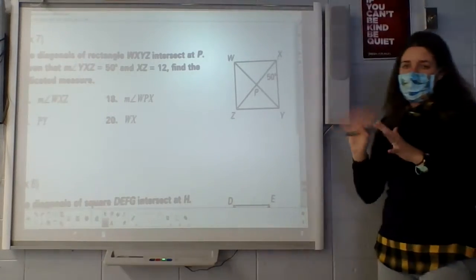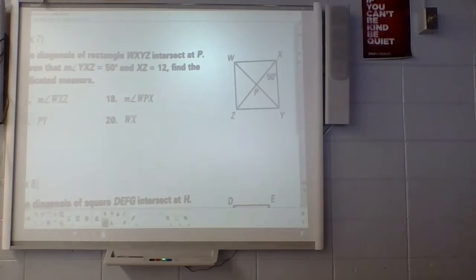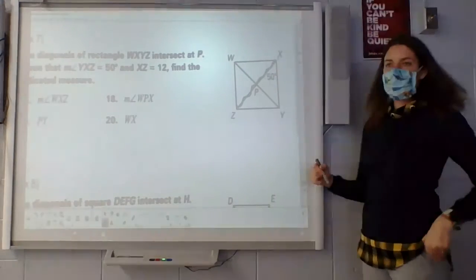Rectangle. Now it does kind of look a little like a square. Don't let that throw you off. It is a rectangle. If they say it is, we have to trust that it is. They tell us that angle, and then they tell us XZ is 12, so that's all the way across. So this whole thing is 12.